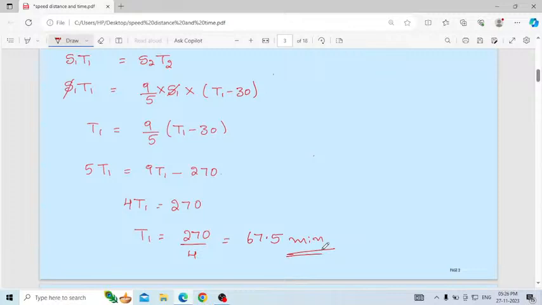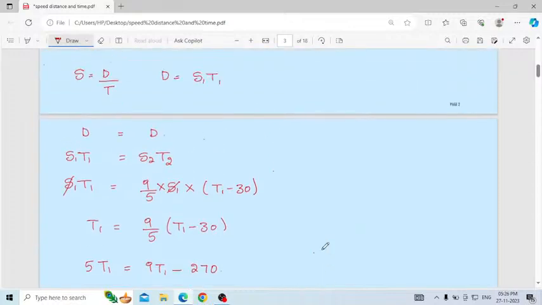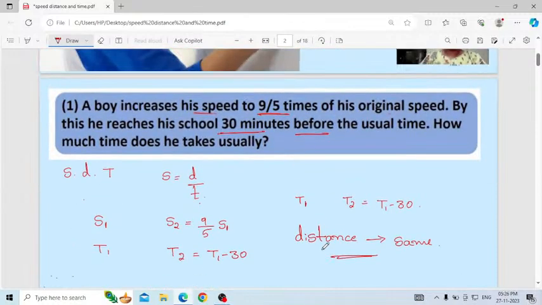If you increase the speed 9 by 5 times of the original speed, then how much time will he take? 67.5 minutes. Let us discuss the question one more time. I will read the question. A boy increases his speed to 9 by 5 times his original speed. Speed is increased this much, okay, times. Then by this he reaches his school 30 minutes before.